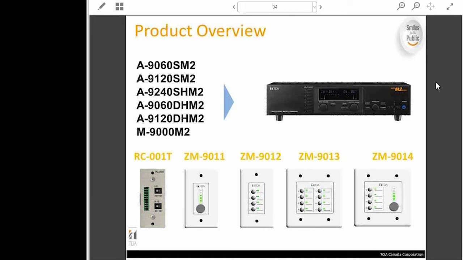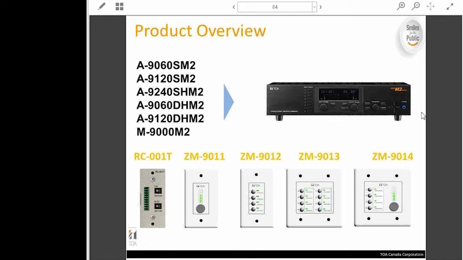The other models of this, the A9060 SM2, that's a single output 60 watt unit, so you've got one output built into that, giving you up to 60 watts there. The A9120, single output up to 120 watts on that one. The 9240 SHM2 is up to 240 watts, single output. Then you have the two-channel versions, the 9060 and the 9120. These each give you two channels built into the main chassis of the 9000, so that you don't need to have external amplifiers for those two channels, 60 or 120 watt versions respectively.